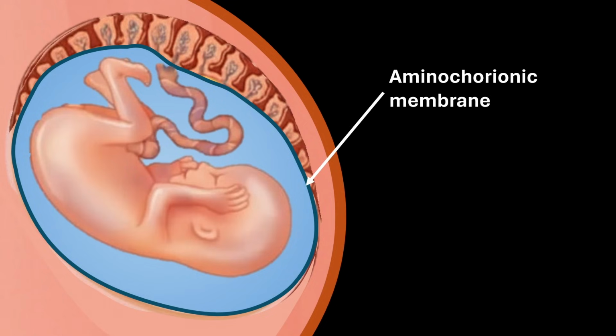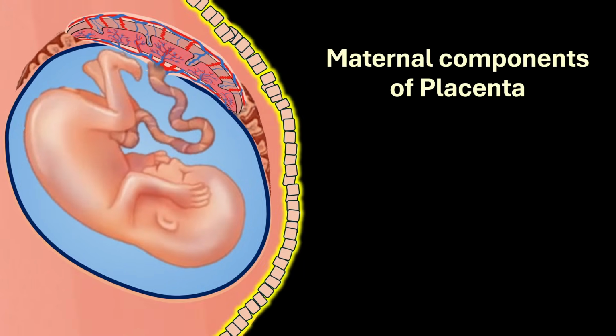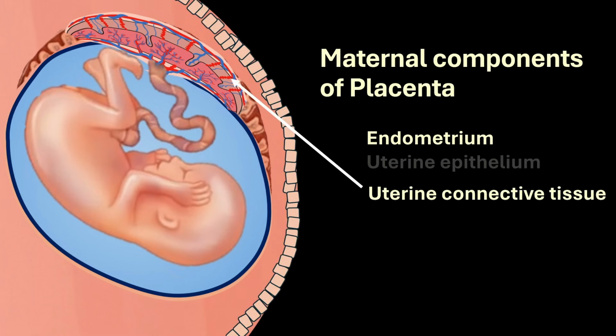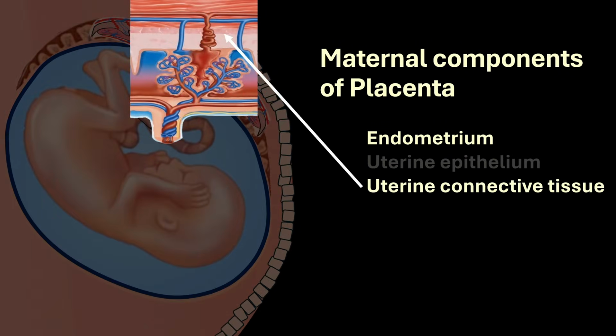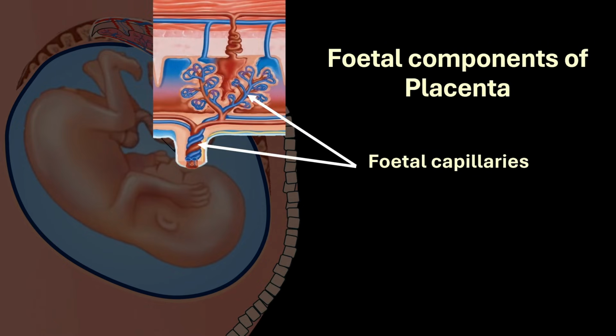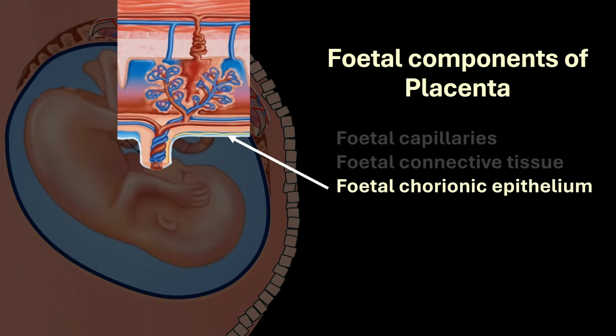Once the placenta is fully developed, it consists of both maternal and fetal components. The maternal components of the placenta comes from the endometrium of the uterus, which includes the uterine epithelium, the uterine connective tissue, in which the blood capillaries are embedded, and the uterine capillaries. The fetal part of the placenta include the fetal capillaries, which are formed in the chorionic villi and allantois, the fetal connective tissue derived from extraembryonic mesoderm, and the fetal chorionic epithelium.